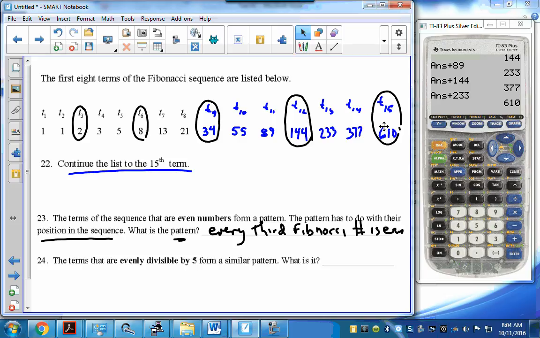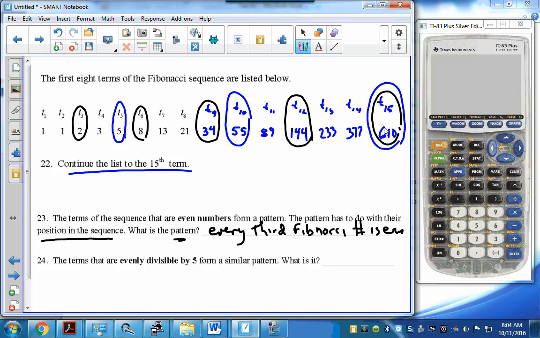Okay, the terms that are evenly divisible by 5 form a similar pattern. What is that? Okay, so numbers that are divisible by 5 either end in 5 or 0. So every fifth Fibonacci number is divisible by 5.